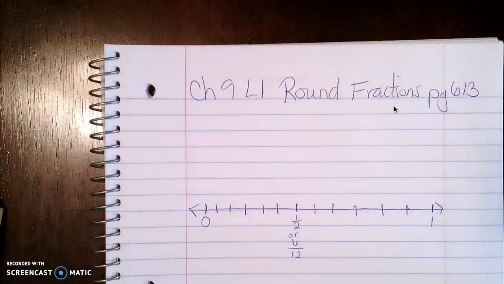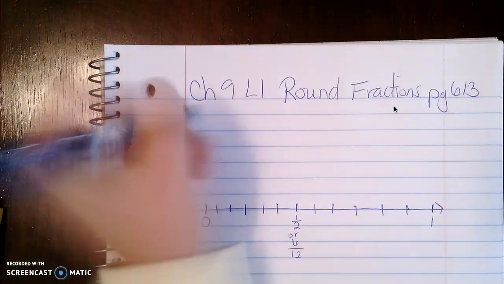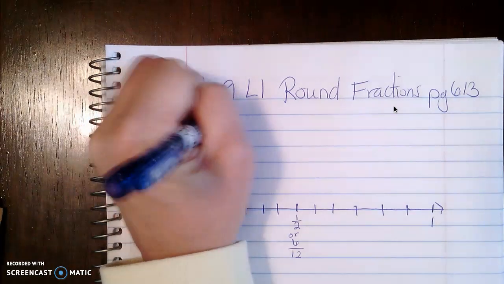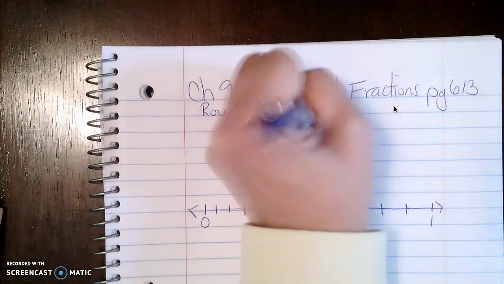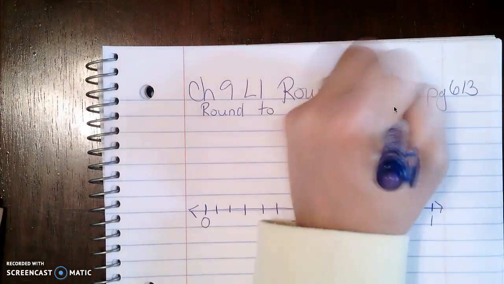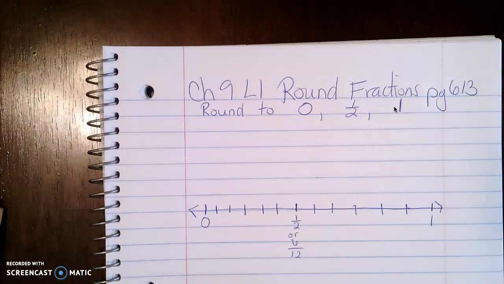It says that we can use benchmark fractions such as 1/2 to round a fraction to 0, 1/2, or 1 whole. So we're going to be rounding to 0, 1/2, or 1 whole when we look at these fractions. And so we want to look at how close the fraction is to each of these things.